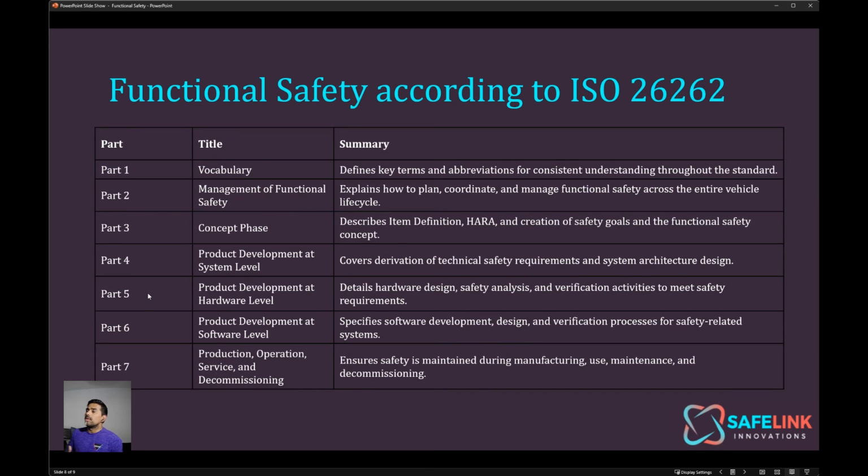Overall, to be a good safety engineer, it's important that one understands what every chapter of the ISO 26262 entails. This helps in making recommendations towards how safety can be achieved in the product.